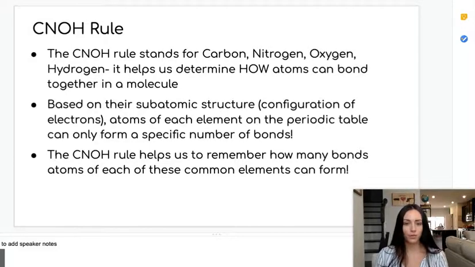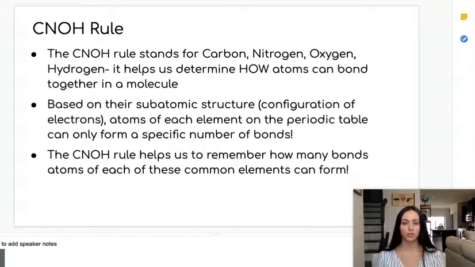Now, a friendly rule to keep in mind when actually trying to create your own molecular models is the CNOH model. You can create a mnemonic device in your head to help you remember the order. I like to say, candy is not overly healthy, to help me remember the order. The CNOH rule stands for carbon, nitrogen, oxygen, and hydrogen. And it can be used to help us determine how atoms can bond together within a molecule.